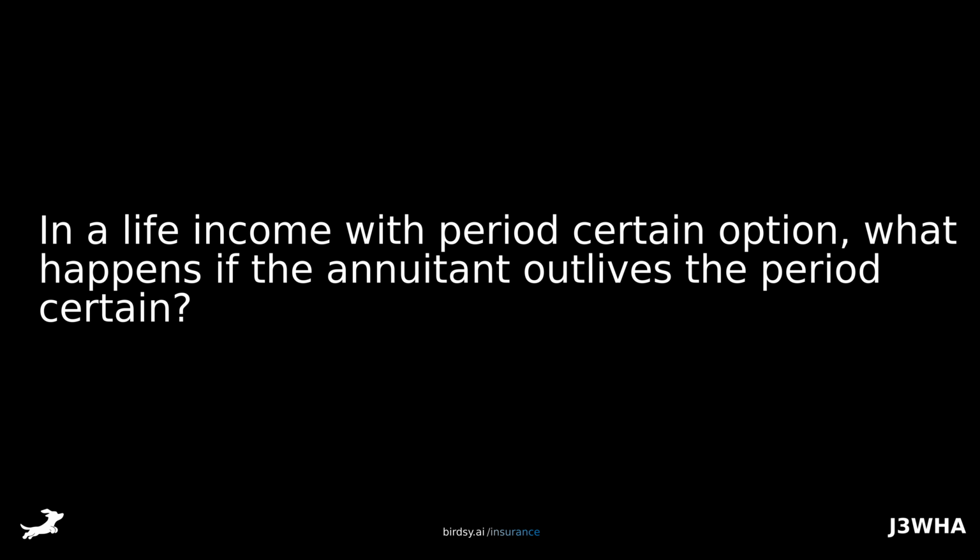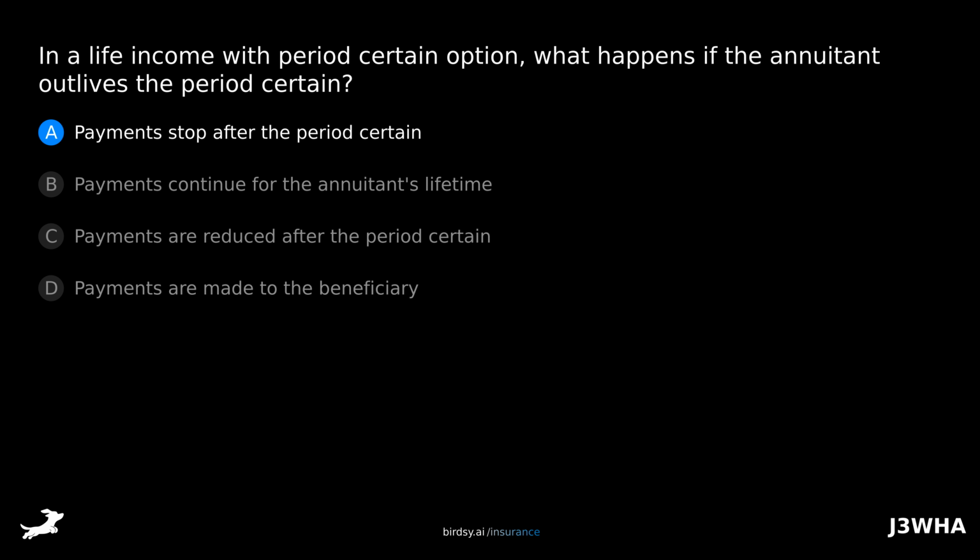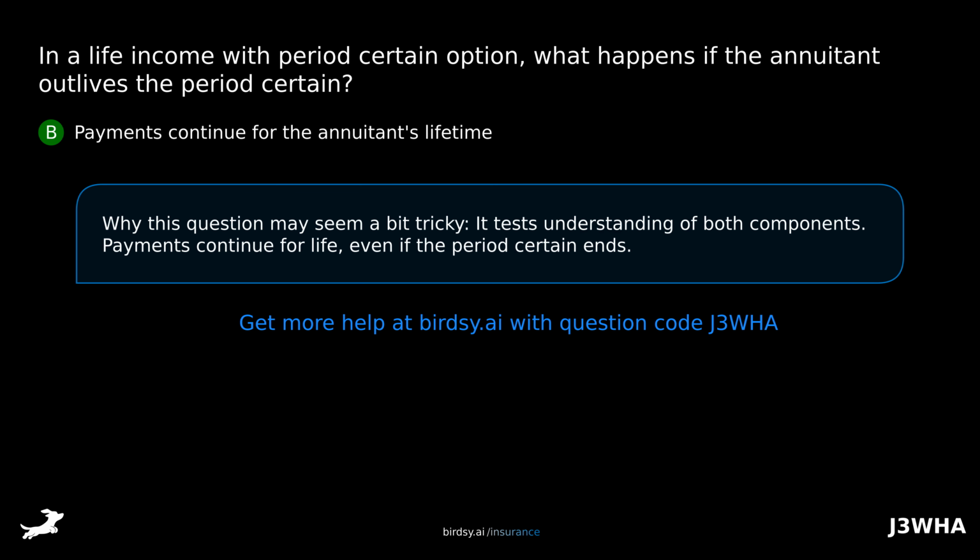In a life income with period certain option, what happens if the annuitant outlives the period certain? Is it A, payments stop after the period certain? B, payments continue for the annuitant's lifetime? C, payments are reduced after the period certain? Or D, payments are made to the beneficiary? The answer is B, payments continue for the annuitant's lifetime. Why this question may seem a bit tricky, it tests understanding of both components. Payments continue for life, even if the period certain ends.